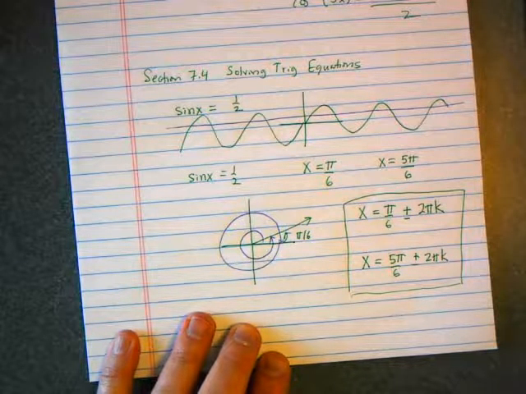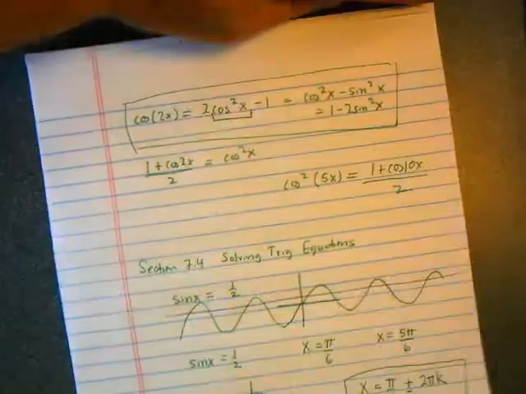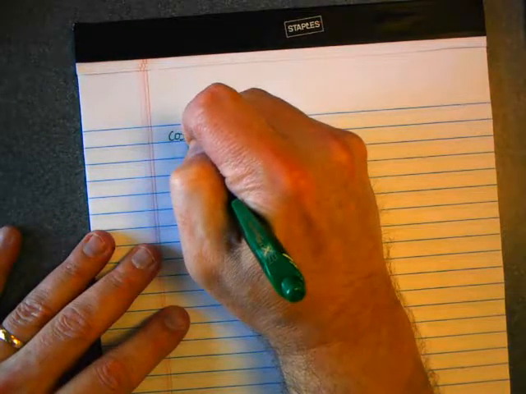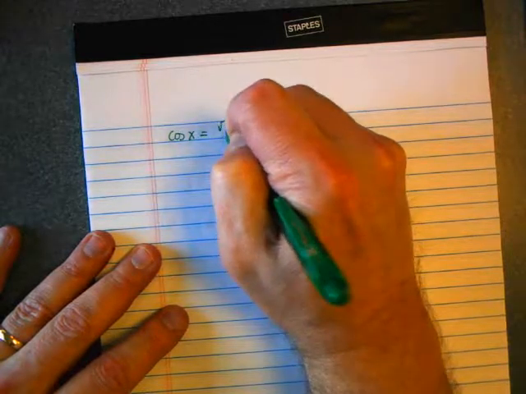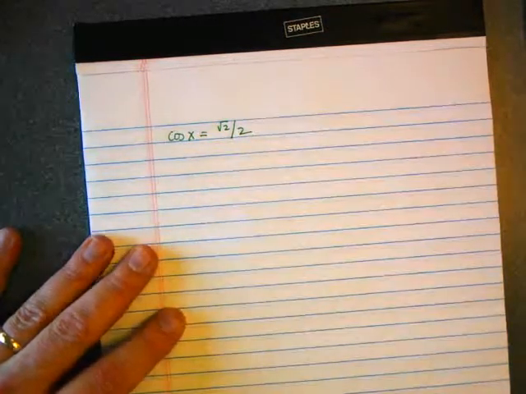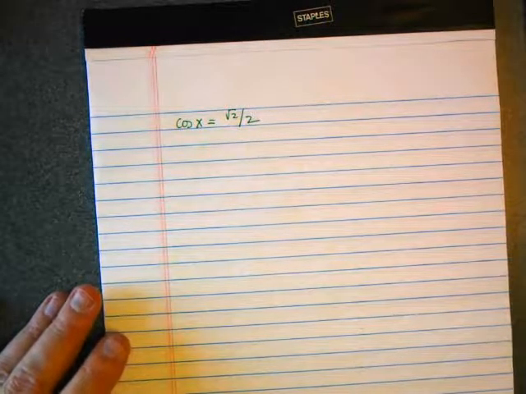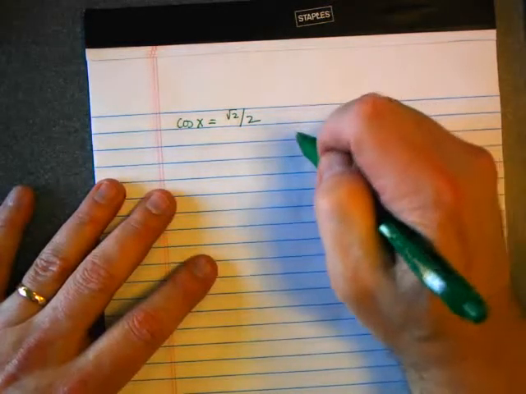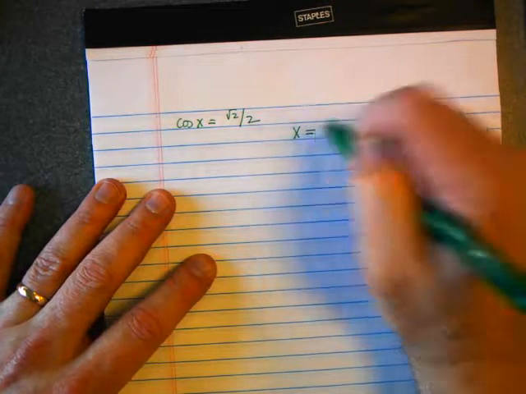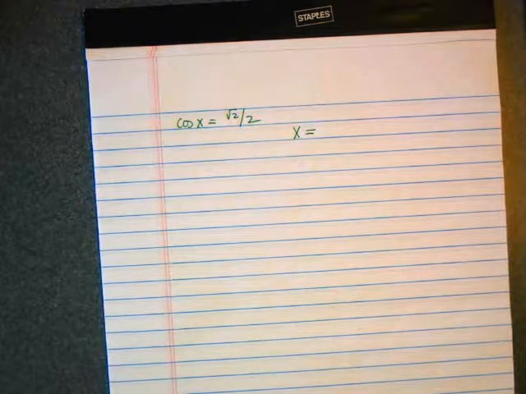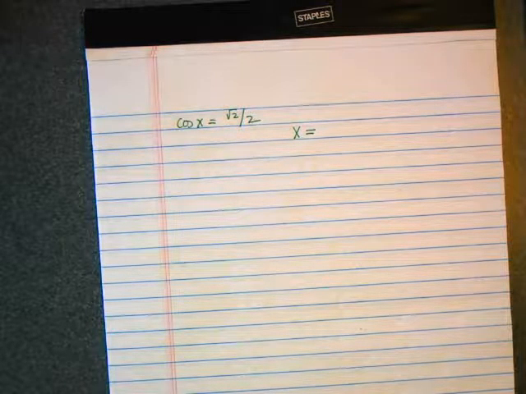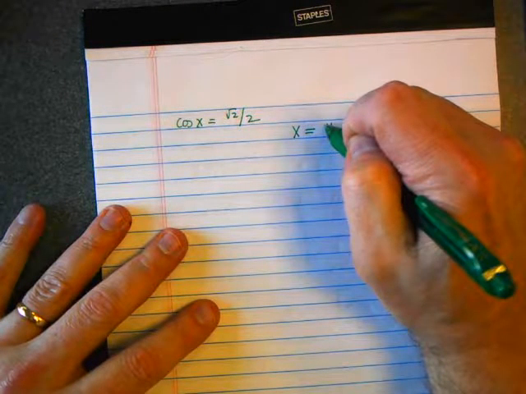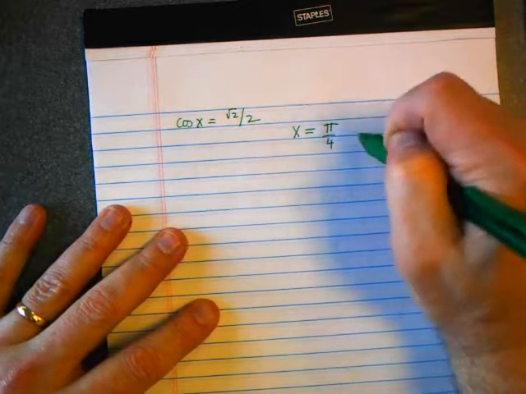How about cosine x equals square root of 2 over 2? Again, you should have an answer memorized from the chart that you've got in your head. Pi over 4, I'm hearing. Plus or minus 2 pi k. So there's the answer in quadrant 1.